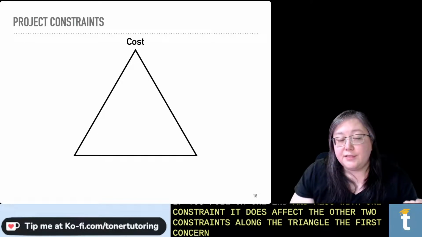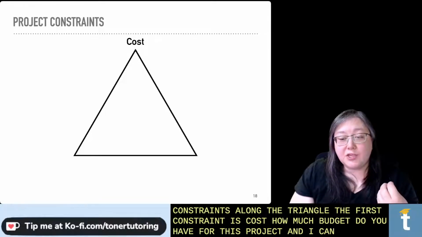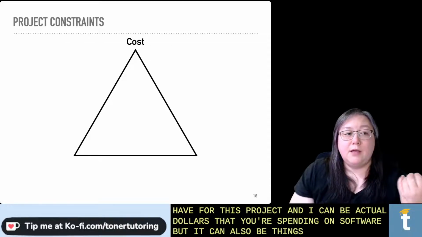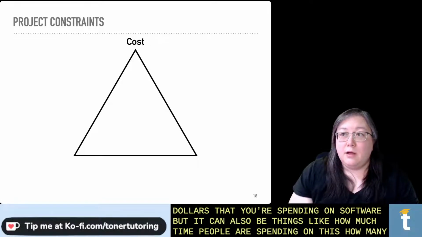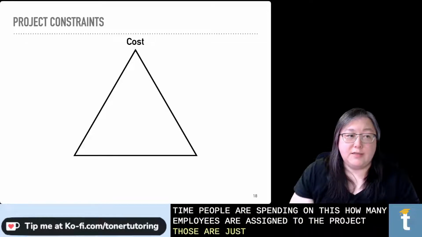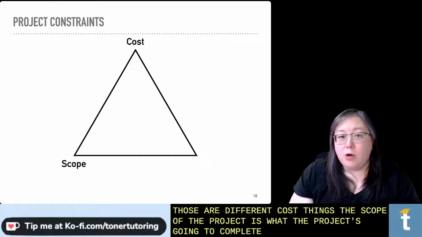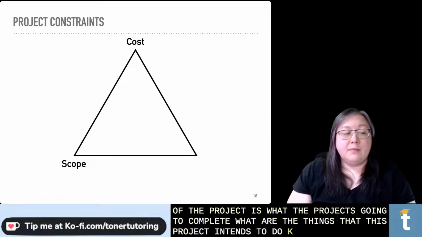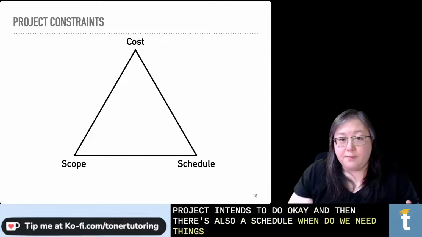The first constraint is cost. How much budget do you have for this project? And that can be actual dollars that you're spending on software, but it can also be things like how much time people are spending on this, how many employees are assigned to the project. Those are different cost things. The scope of the project is what the project's going to complete. What are the things that this project intends to do? Okay. And then there's also a schedule. When do we need things done by?